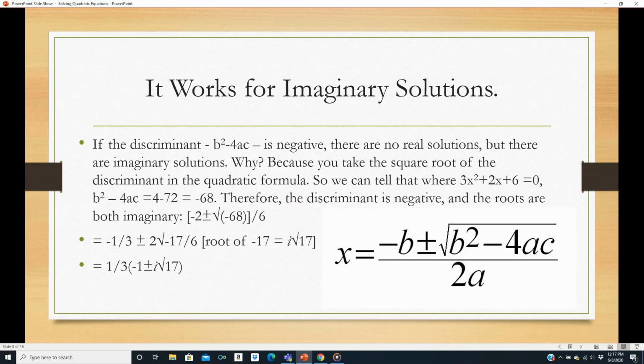So then, again, -68 is -4 times 17, or it's just going to be 4 times -17. The square root of 4 is 2, so we end up with -1/3, because it's -2 over 6 is this part, and then 2 times the square root of -17 over 6. 2 over 6 is 1/3. So then you can factor out the 1/3. So it's going to be 1/3 times -1 plus or minus i root 17.